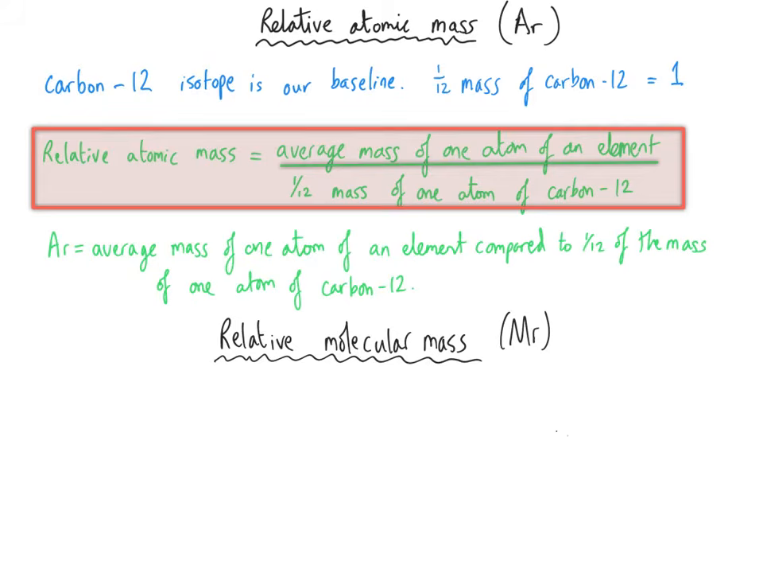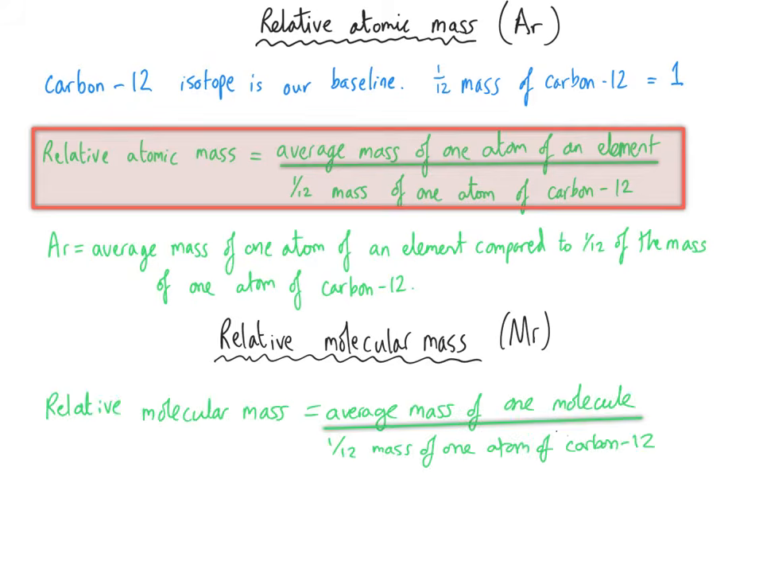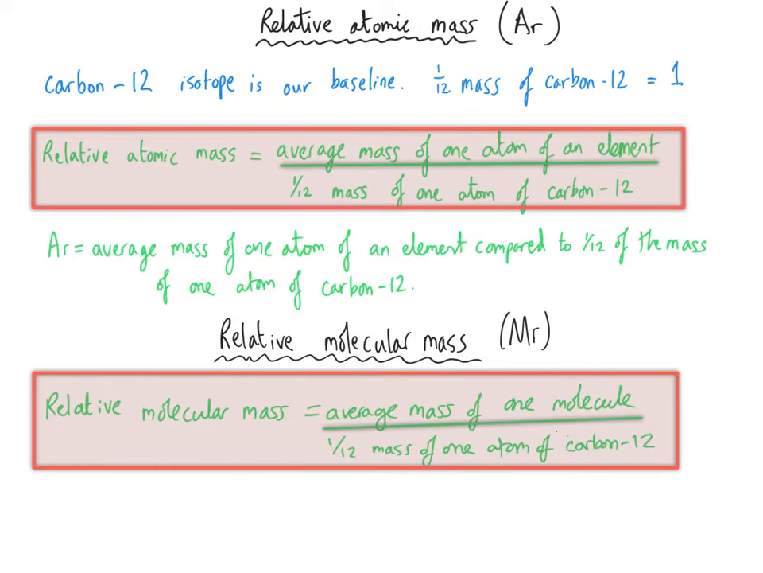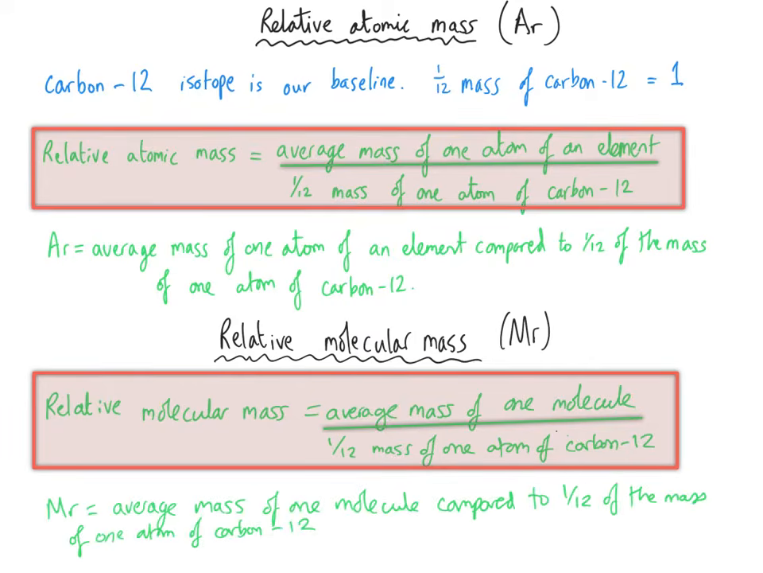And so the relative molecular mass, Mr, is defined as being the average mass of one molecule divided by 1/12 of the mass of a carbon-12 atom, or the average mass of one molecule compared to the mass of one atom of carbon-12. And these are definitions that you need to remember, both of these. You could be asked to recall them in an exam for 1 or possibly even 2 marks.